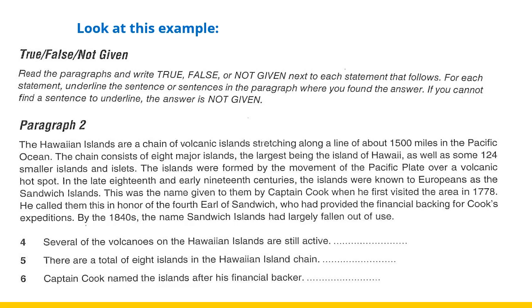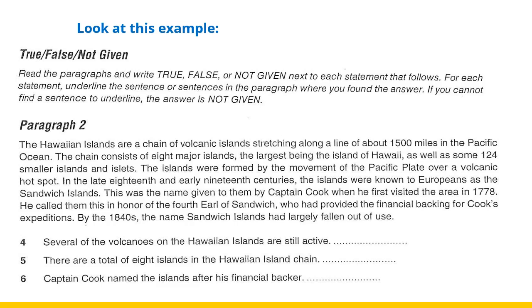And the last statement we have is about Captain Cook. Let's see. Captain Cook named the islands after his financial backer. In this case, you would have to find the name Captain Cook, and I see it here. So you are going to start reading. This was a name given to them by Captain Cook when he first visited the area in 1778. He called them this in honor of the Earl of Sandwich, who had provided the financial backing for Cook's expeditions. So this looks like a correct answer, so that's going to be true.